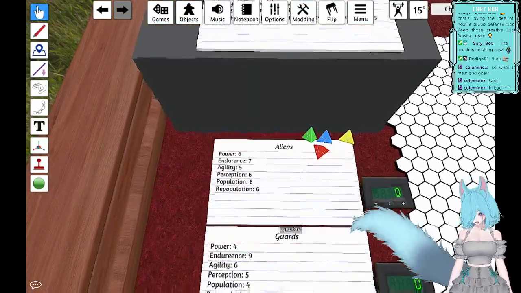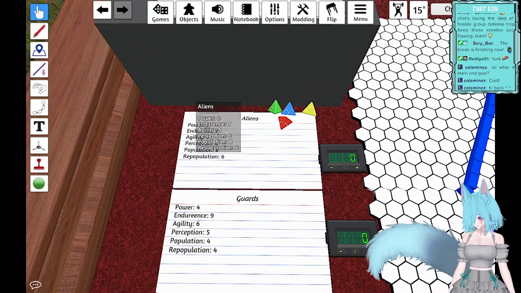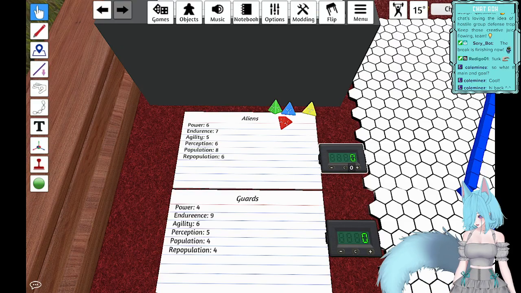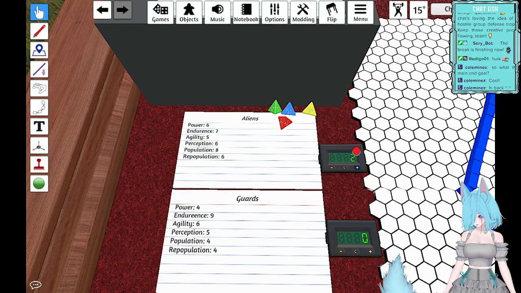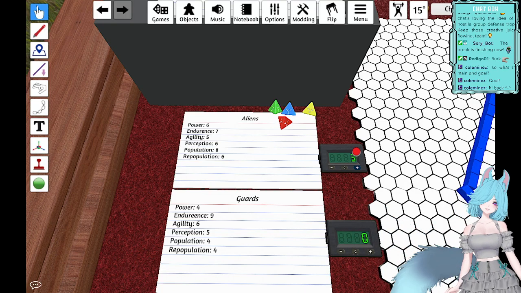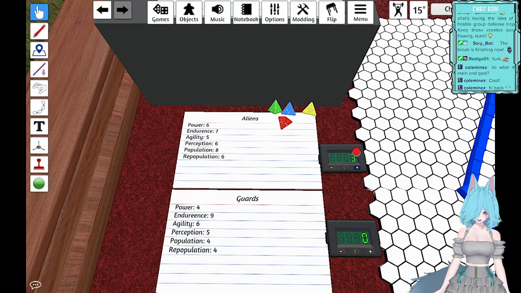Okay, now we battle. First, alien power against guards' endurance. Aliens lose 3 people. Because we have really tough guards. Holy shit. These guys are absolute tanks.